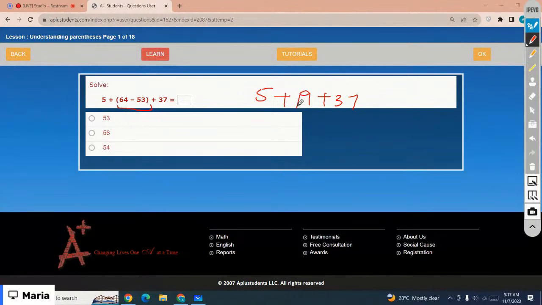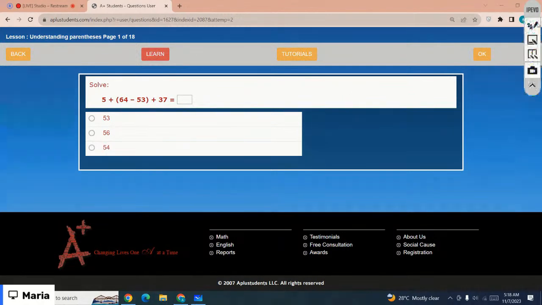That is 11, not 9. So when you add them, the correct option is 53. The correct option is 53.